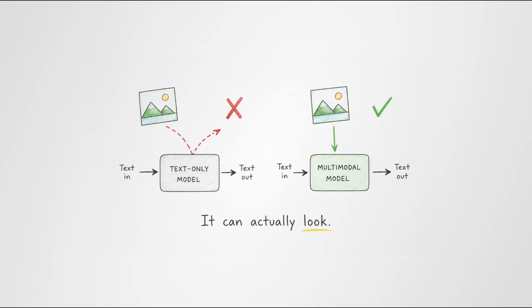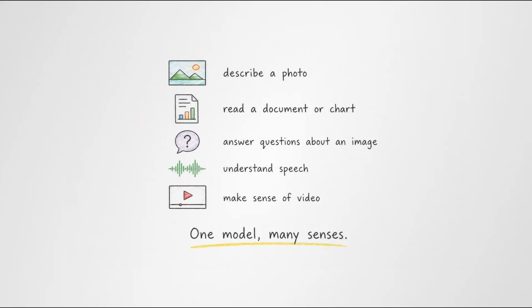So how does one model handle such different inputs? The trick? Everything gets converted into the same internal form. Essentially, long lists of numbers the model can process. An image is encoded into that form, audio into that form, text into that form. Once they all speak this shared numeric language, a single model can reason across them together. Different senses, one representation.